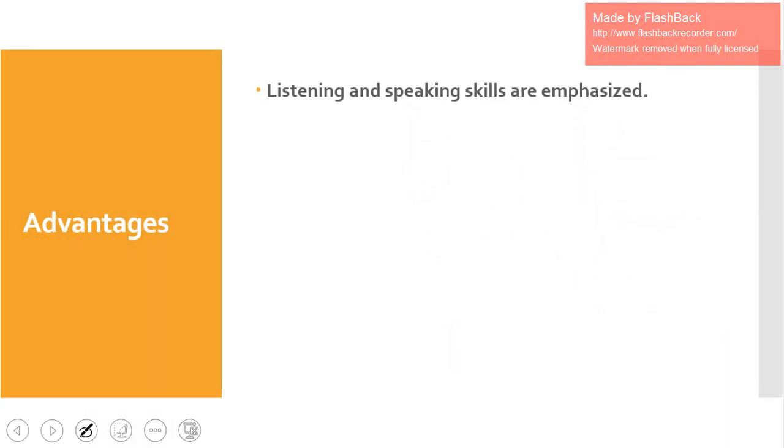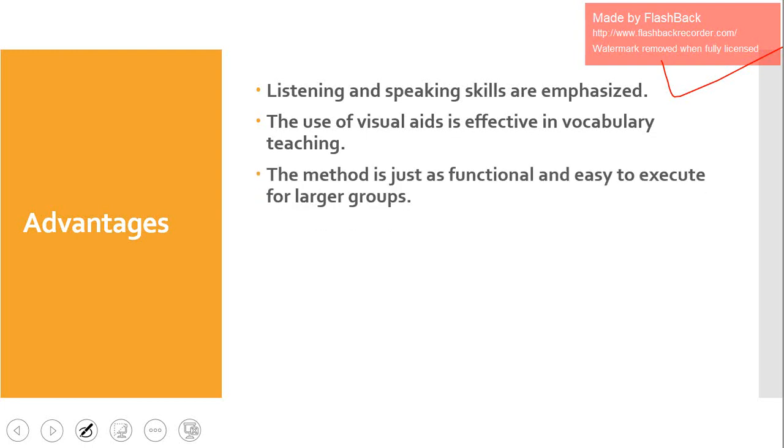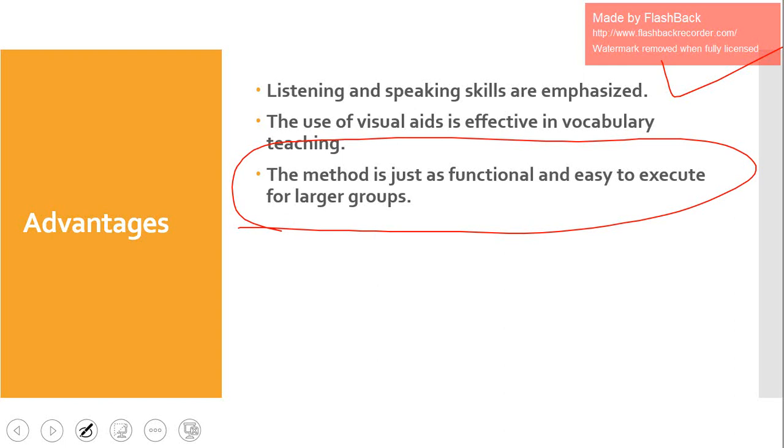What are the advantages? Let's move forward to the advantages of this method. Listening and speaking skills are emphasized. If a learner wants to improve his or her listening and speaking skills, then this method is awesome. Next, the use of visual aids is effective in vocabulary teaching. Videos, visual aids and pictures are very good for learning vocabulary, and this method takes advantage of visual aids. The method is also functional and easy to execute for large groups. The direct method was not good for larger groups, but this method is good for larger groups, because repetition is very easy to conduct in large classrooms as well.